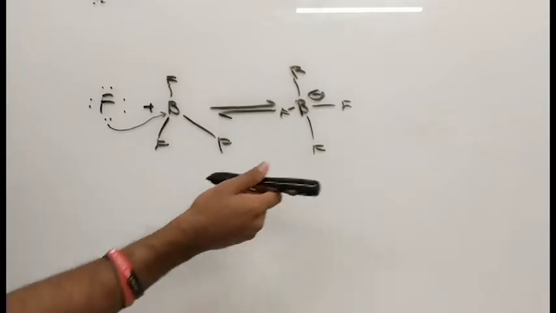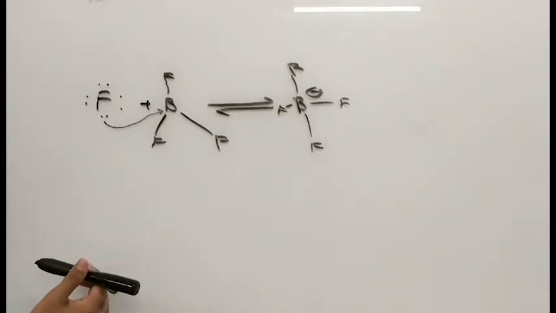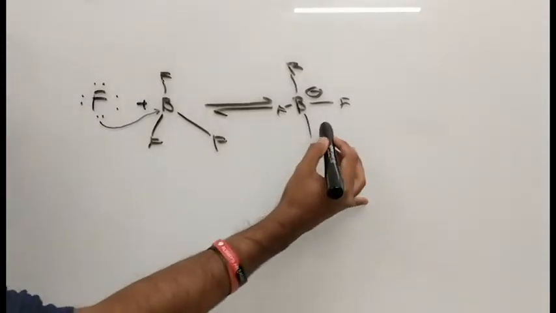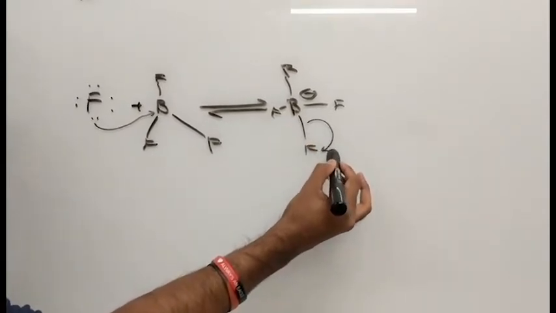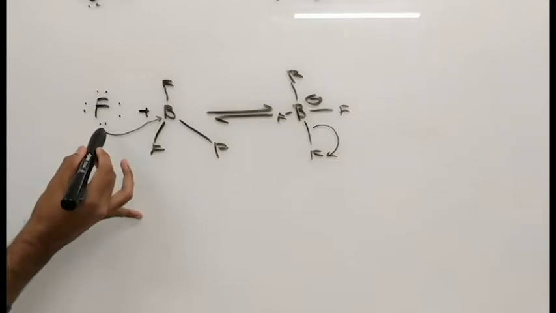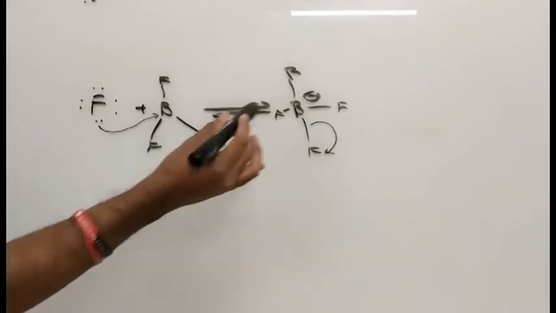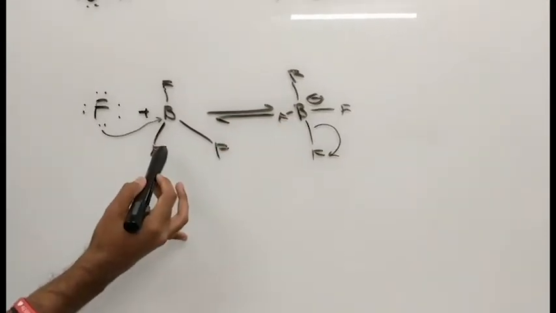Now also this can go the opposite way in a Lewis acid-base dissociation reaction, where the fluoride ion takes its electron and then becomes dissociated away from the boron tetrafluoride to form boron trifluoride.